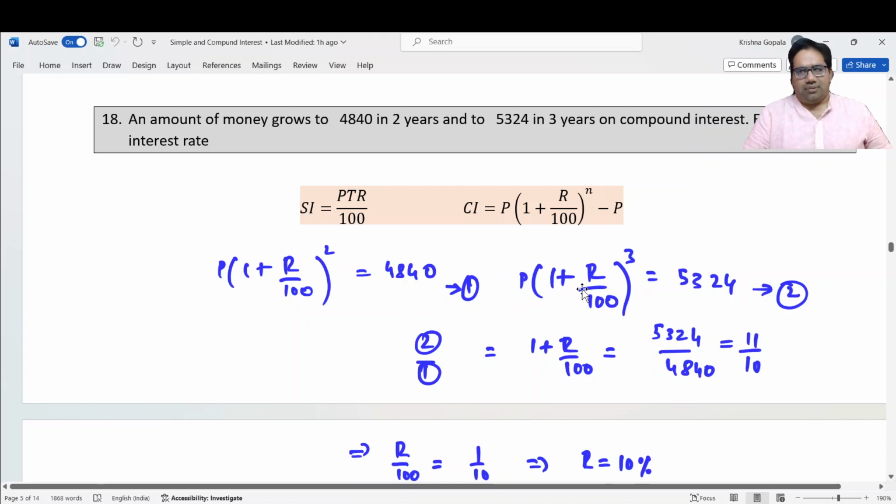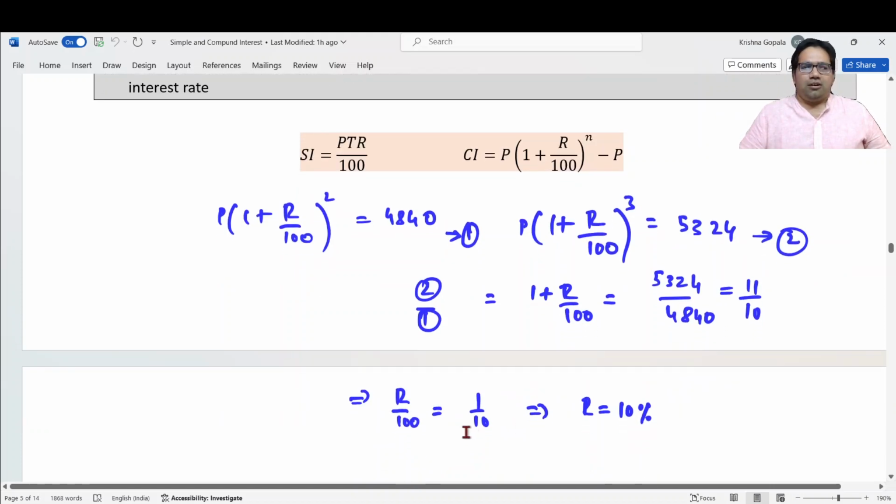So that means 1 plus R by 100 is equal to 5324 by 4840. This is equal to 11 by 10. 484 into 10, 484 into 11 is 5324. So 1 plus R by 100 equals 11 by 10. R by 100 is equal to 11 by 10 minus 1, which is 1 by 10, or R equals 10%.